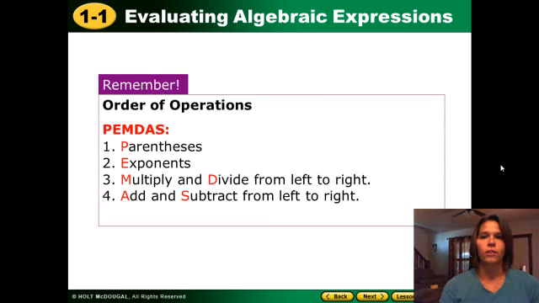Remember order of operations when you're dealing with more than one step problem, PEMDAS, and I highly recommend you write that at the top of your homework sheets. P is for parentheses or any grouping symbol. E is exponents. Remember multiplication and division have the same importance moving left to right. Same with addition and subtraction. Same importance moving left to right.